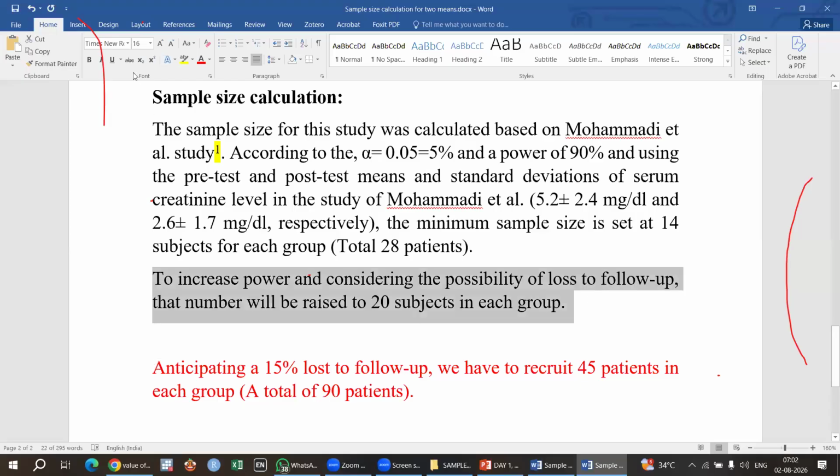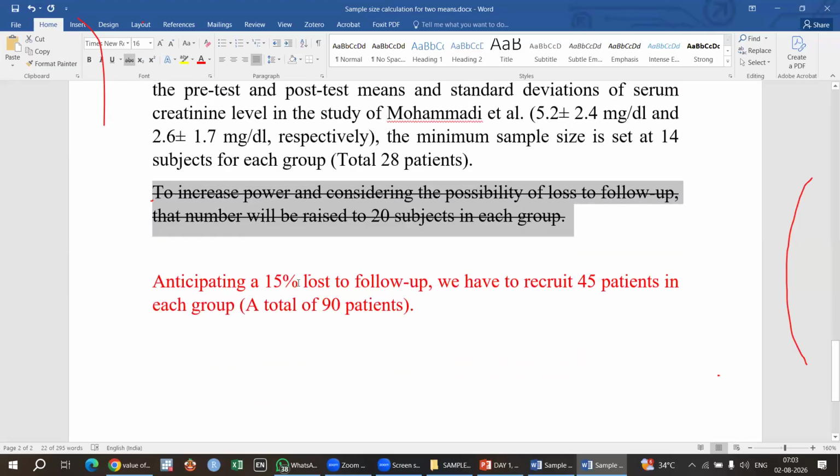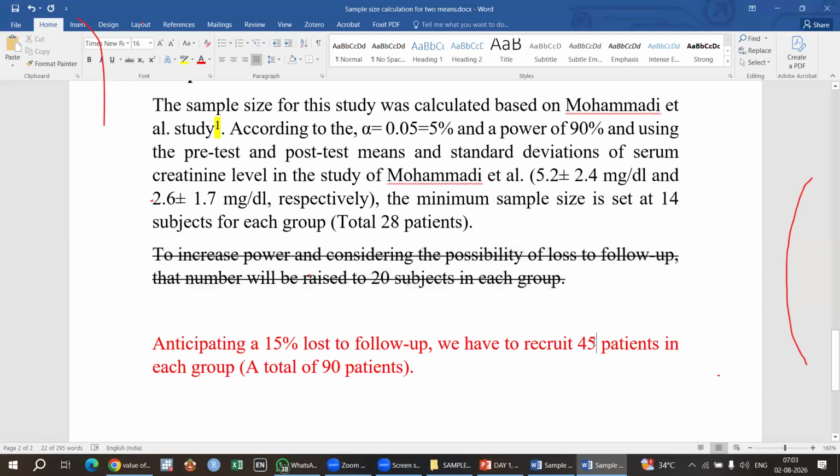Otherwise we can write this. Remove this line. We can write this: anticipating 15% loss to follow up, we have to recruit 20 participants in each group. Total 40 participants. We can add this instead of this. Otherwise, we can write according to this. It is also valid.